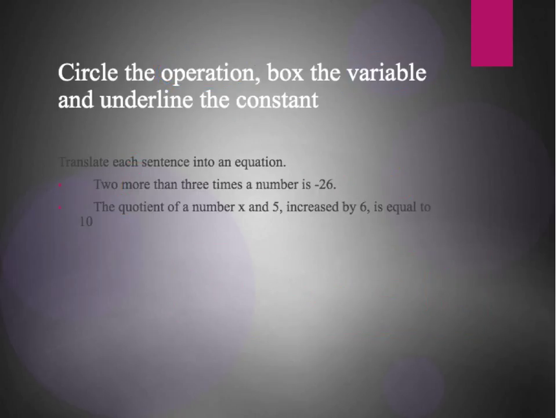These last two are for you to try. I want you to remember you are going to circle the operation, box the variable, and underline the constant. Please rewrite these on your paper so that I can see you working them out. And the way we work them out is to circle the operation, box the variable, and underline the constant. Good luck.